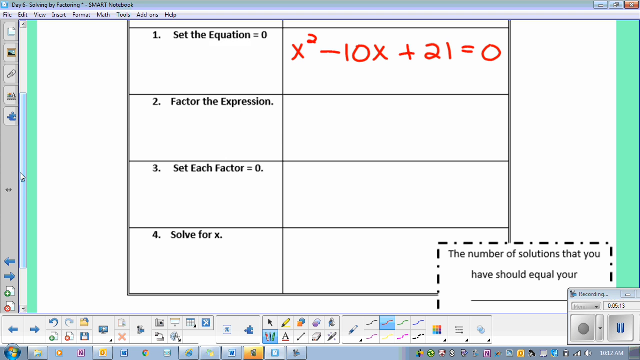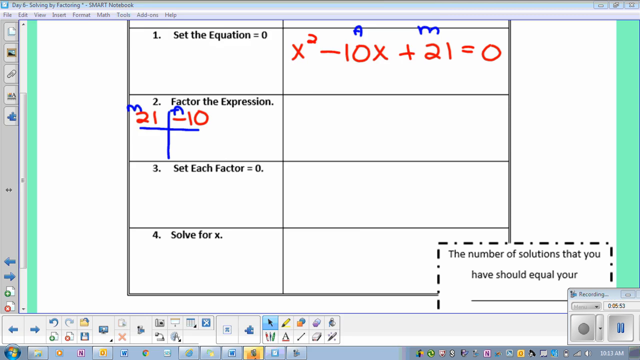Number 2, it says factor the expression. Oh, okay. This is a 1, 2, 3 trinomial. That means it's AM, right? There's no GCF, and I don't have a number in front of that x squared. Do you agree? So let's make our little T chart here. M and A. What's my M number? It's 21. And what's my A number? It's 10. What kind of 10? Negative. -10.